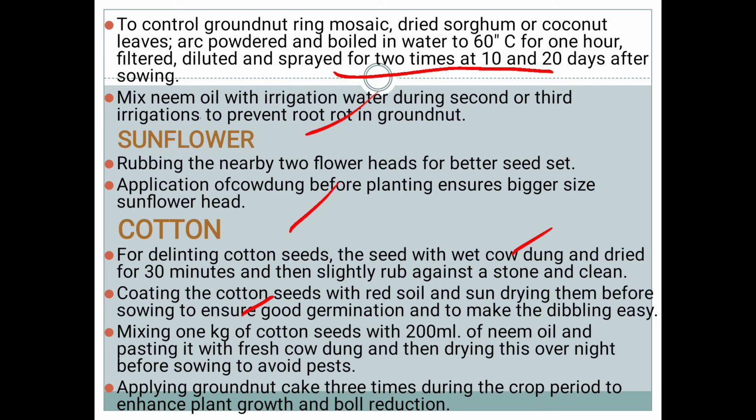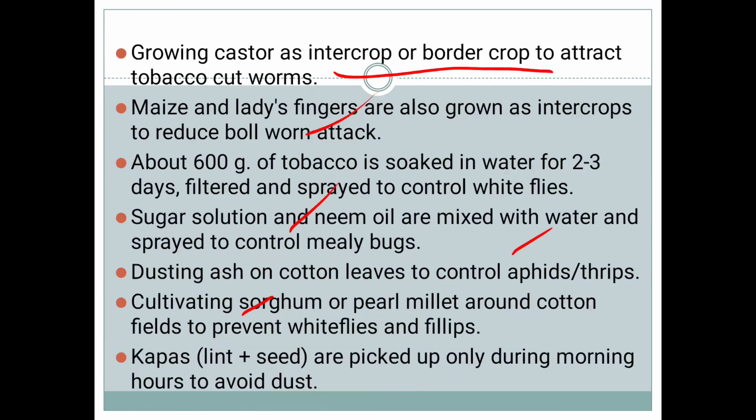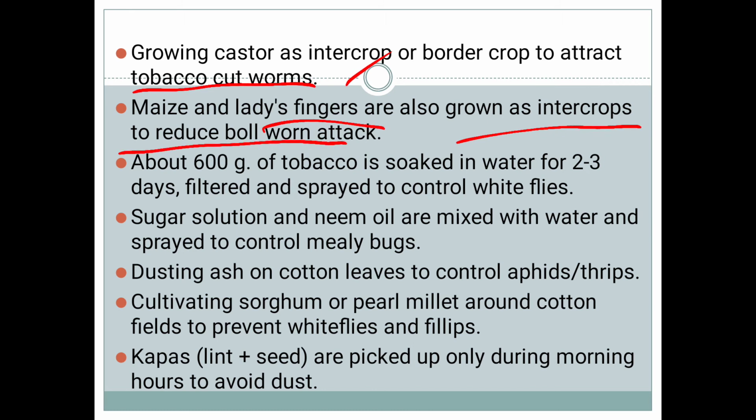Applying groundnut cake 3 times during the crop period enhances plant growth and boll production. Then grow castor as an intercrop or border crop to attract the tobacco cutworm. Maize and ladyfingers are also grown as intercrop to reduce the bollworm attack. About 600 gram of tobacco is soaked in water for 2 to 3 days, and this water is filtered and sprayed to control the whiteflies.